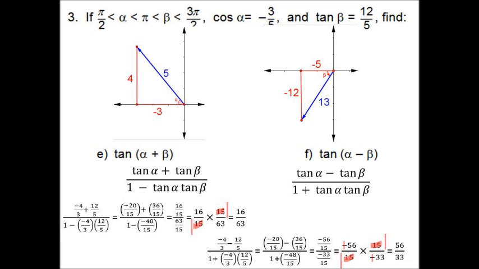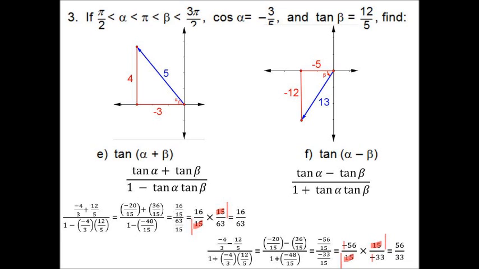Again, our fun saying, dividing fractions is easy as pie. Flip the second and multiply. So we're flipping the bottom fraction. So we'd have 16 over 15 times 15 over 63. Multiply straight across. The 15's cancel to be 1. So we have 16 over 63.